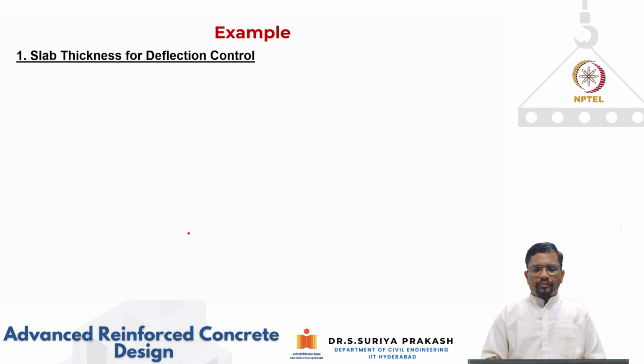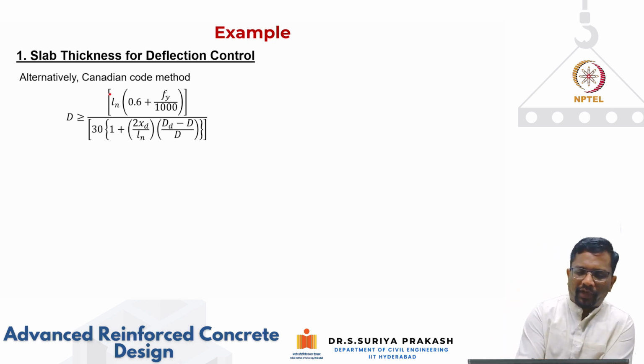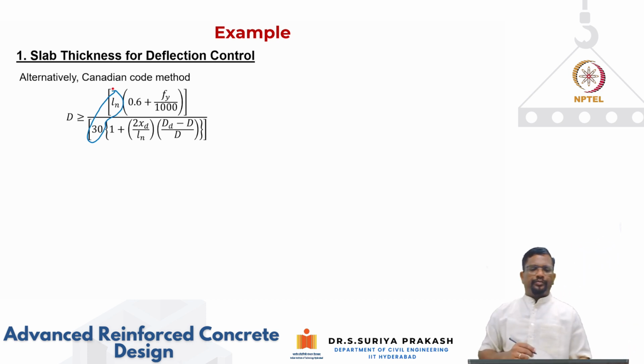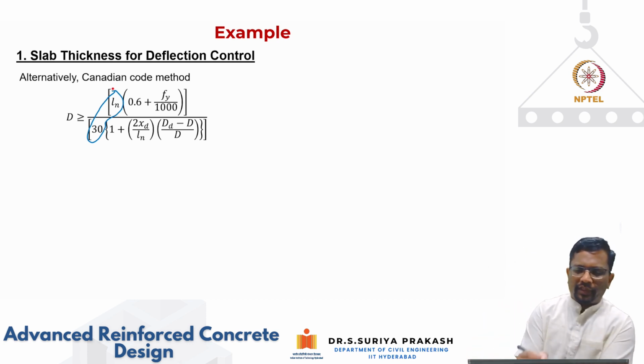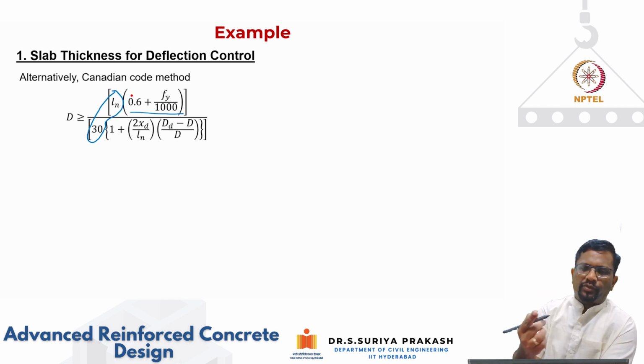Right. Now let us see what the Canadian code or the ACI code says. The ACI code also says, okay, this is what I said: you take Ln by 30 as a good number for a flat slab. Now what you see here is there is one more modification factor depending upon the grade of steel. So if I put Fy equal to 415, this ratio works out to be 1: 415 by 1000 is 0.415, plus 0.6 is 1.